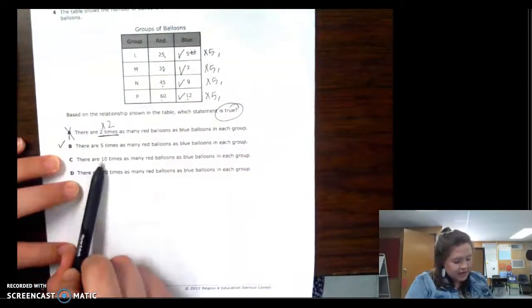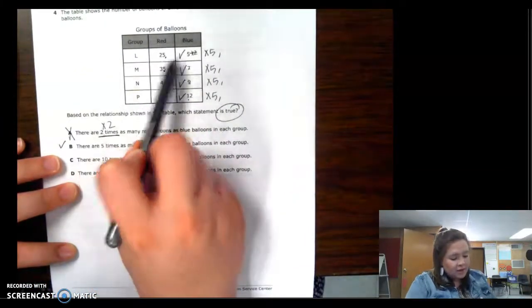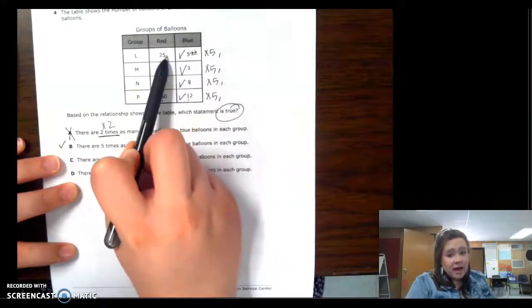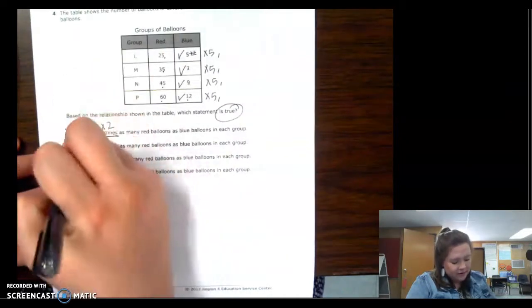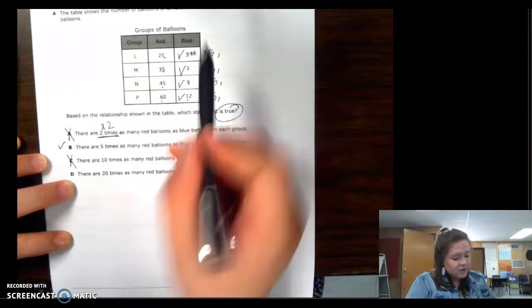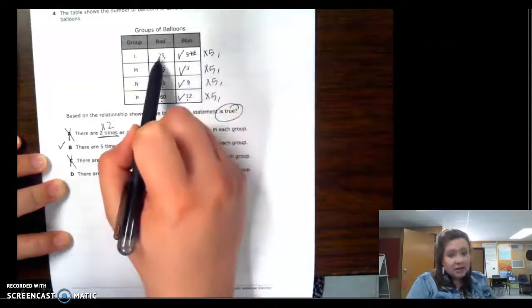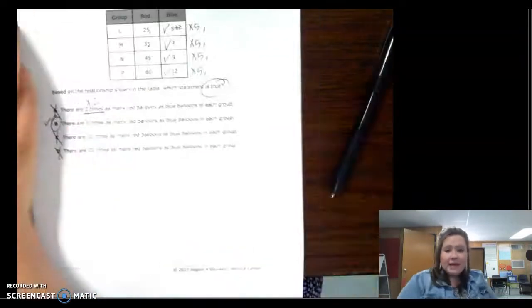There are 10 times as many red balloons as blue balloons. That means that there's 10 times as many red as there are blue. So I'm going to take the number of blue and multiply by 10. 5 times 10 does not equal 25. There are 20 times as many red balloons as blue balloons. 5 times 20 does not equal 25. So the correct answer here is letter B.